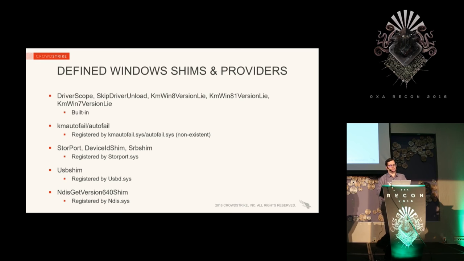Then there's two interesting ones called KM autofail and autofail, which are meant to be registered by KM autofail.sys and autofail.sys, but those don't actually exist. Then store port, device ID shim, and SRB shim are registered by storeport.sys, which is the Windows storage driver. USB shim is registered by usbd.sys, which is the generic library that all USB devices use. And NDIS get version 640 shim is registered by NDIS, which is the network driver.